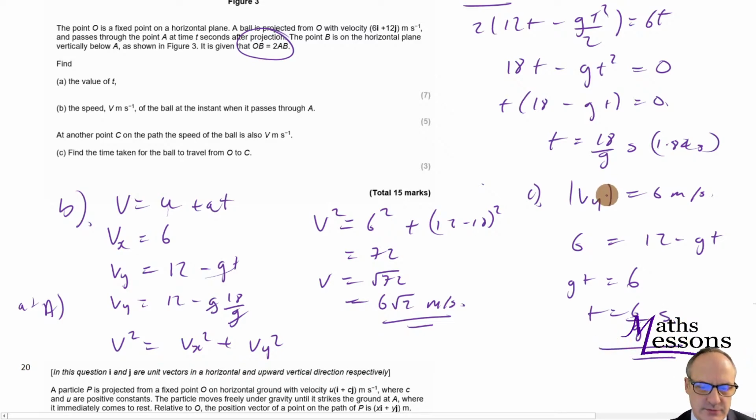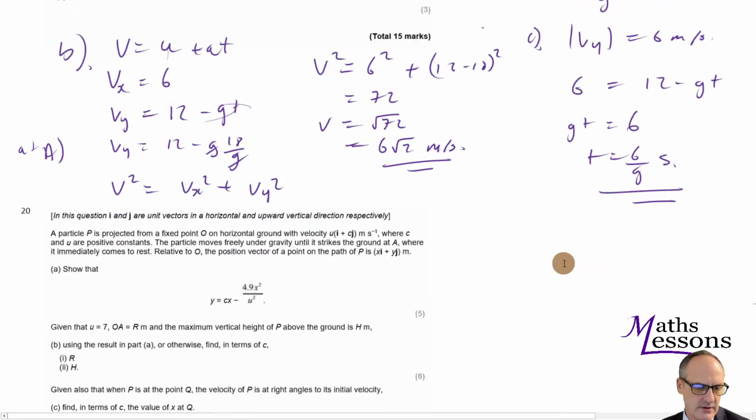Let me just run through that again because it's a bit of a leap. At the point where the speed is also v, we know that the x velocity doesn't change, so it's only the y part that changes. For it to be exactly the same, the y part must also have a magnitude of 6, as it was 6 squared here. So the velocity in y must be equal to 6, and we can then find t.